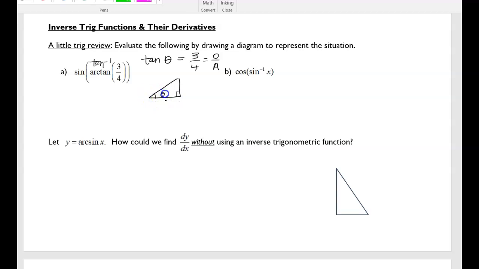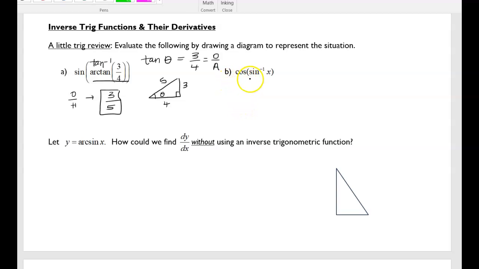Okay, so that means I can draw a right triangle. Let's say this is my angle theta. My opposite side would be 3. My adjacent side would be 4. Now I can find my hypotenuse using the Pythagorean theorem. That would be 5. It's a 3, 4, 5 triangle. And so what this is asking me to do is to find sine of this angle theta in this triangle. So this inside part helped me set up this triangle. Now I find sine. Sine is the opposite over hypotenuse, and so this would be just 3/5. So the inside part tells me how to set up my triangle, and then I'm going to find the trig function of that.